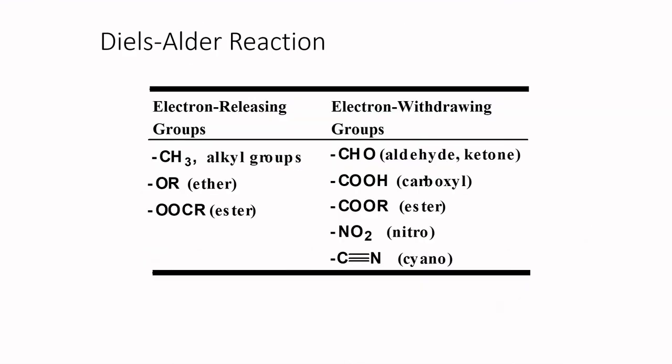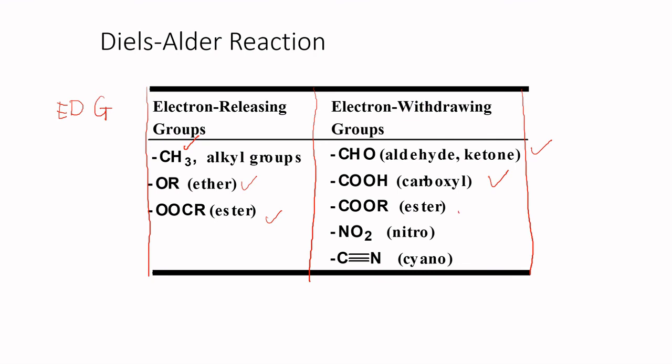Okay, so this table summarizes electron releasing groups and electron withdrawing groups. Electron releasing group is also known as electron donating group. Electron donating groups normally comprise alkyl group, ether or ester, and electron withdrawing groups are usually represented by aldehyde, ketone, carboxyl, ester, nitro, and cyano group. So in the next video, we will explain the rest of the rules in Diels-Alder reaction.